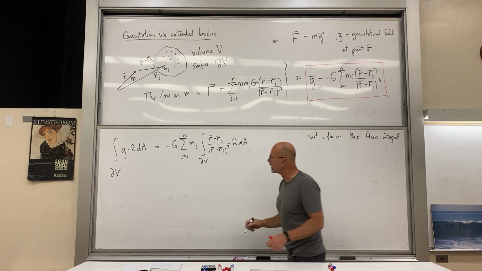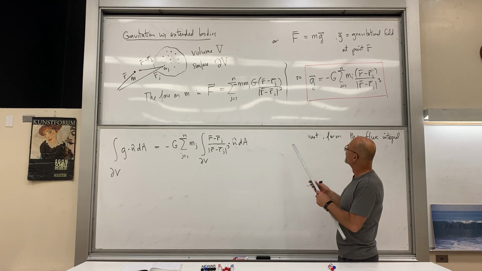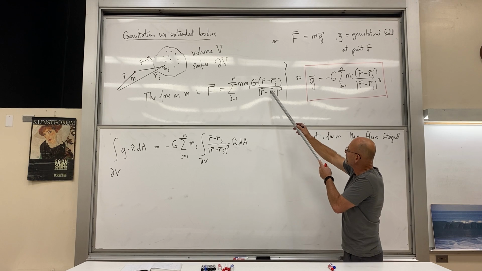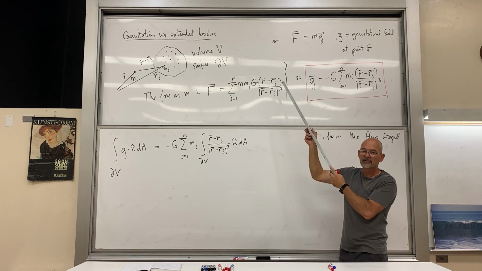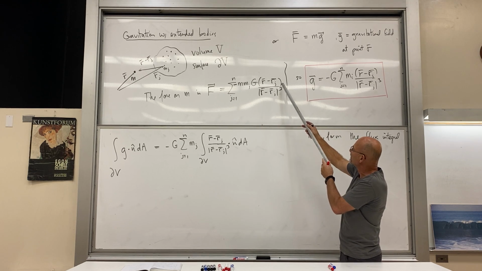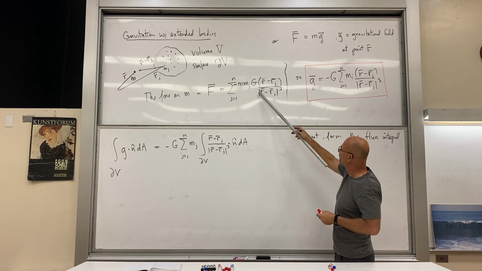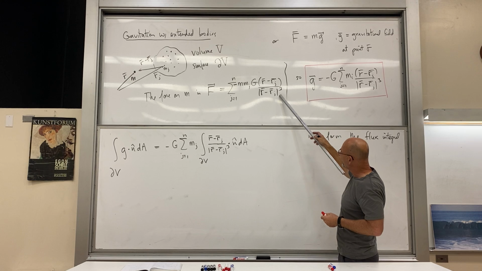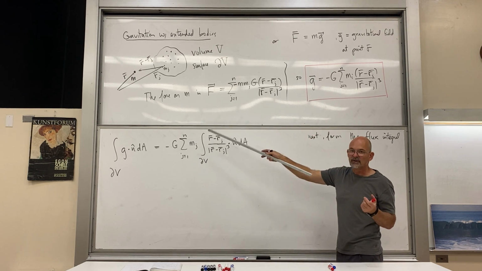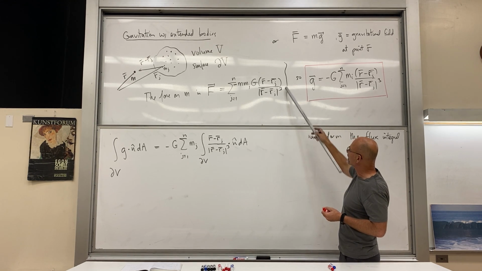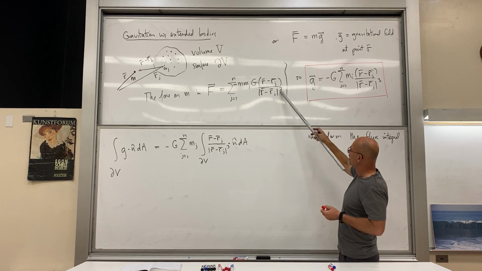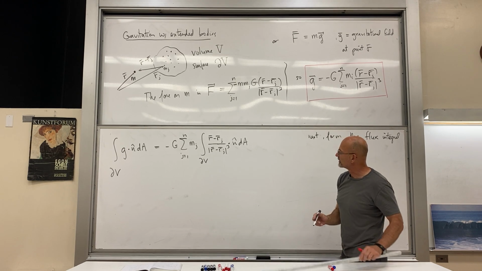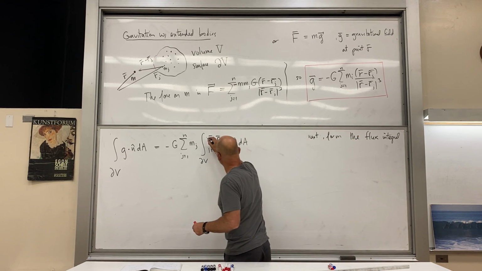Maybe something I should have noted: this r over r cubed is a 1 over r squared law times a unit vector. If you don't remember that, write it down. This is 1 over |r minus r sub j| squared, which is the magnitude of Newton's law of gravity, and then the unit vector gives you the direction. So that's this difference divided by the magnitude cubed. Just so you remember, it's a vector, and that's a magnitude.